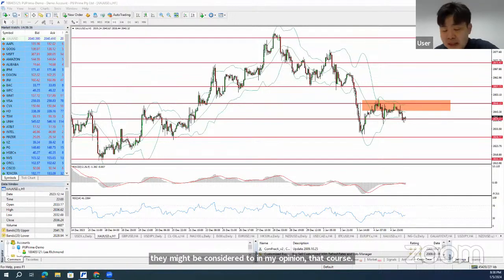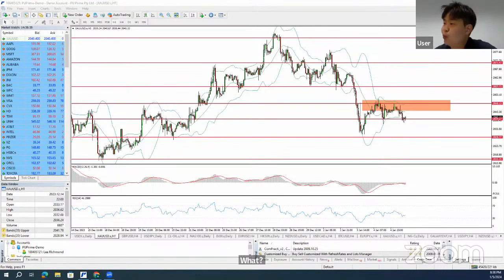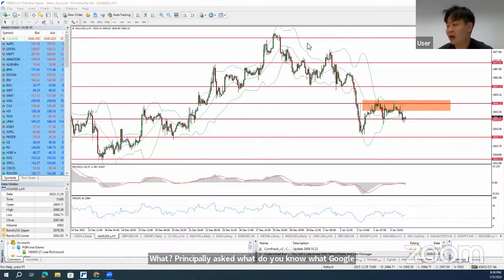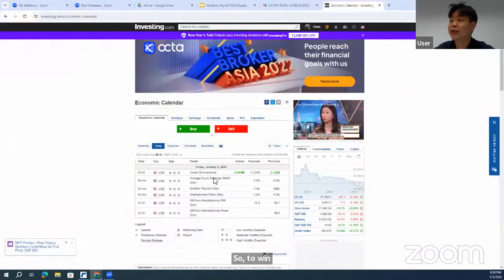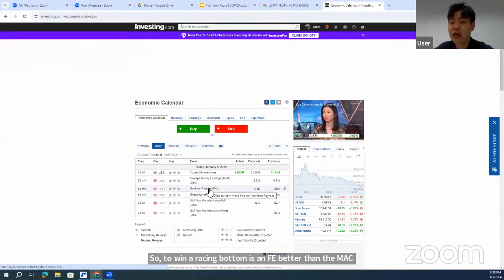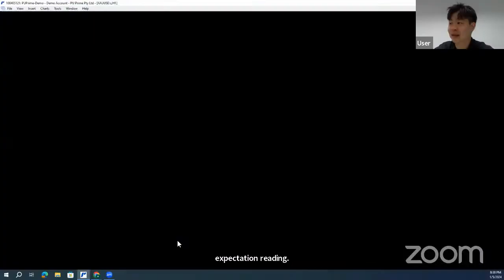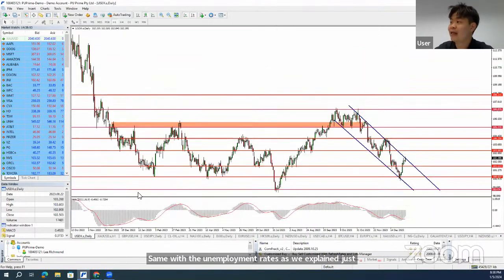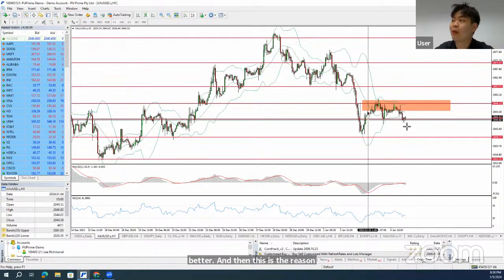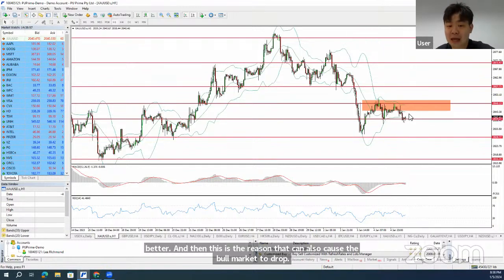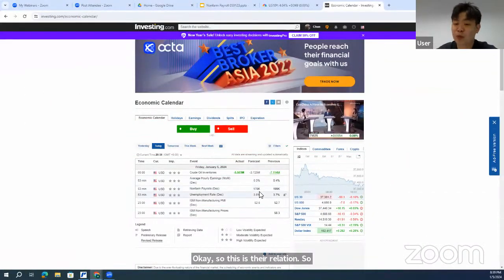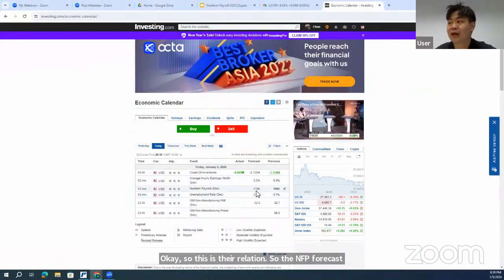Prince asked what gold will do on this NFP. To put it in very simple terms, if the NFP is better than the market expectation reading, same as the unemployment rate as we explained just now, if the data are very good, the dollar should be considered better. And this is the reason that can also cause the gold market to drop. So this is their relation. The NFP forecast, according to economists, is 170K. So you can focus on it.